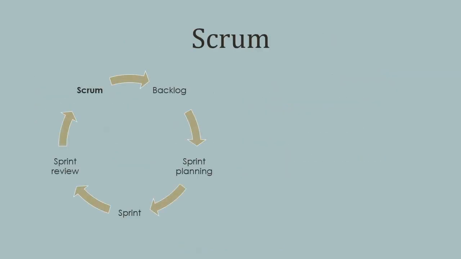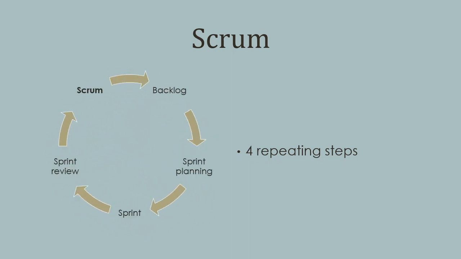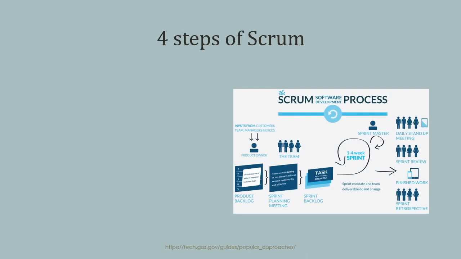The leading agile method for completing complex work is Scrum. Scrum is a method with 4 repeating steps and uses sprints. These steps are cycled through until the completion of the project. First, a product backlog is created by the product owner. This shows which aspects of the product are to be prioritized by the team.